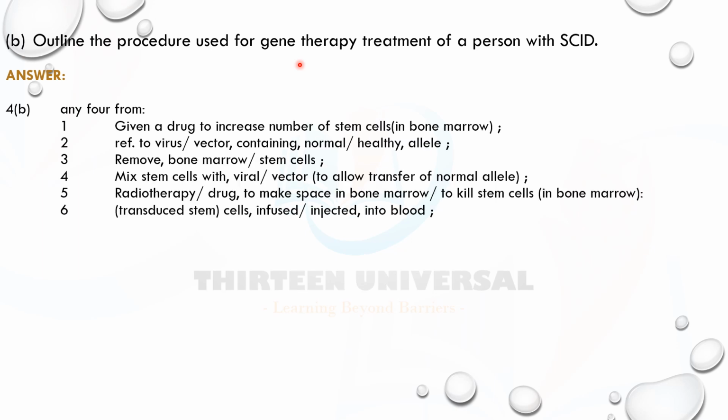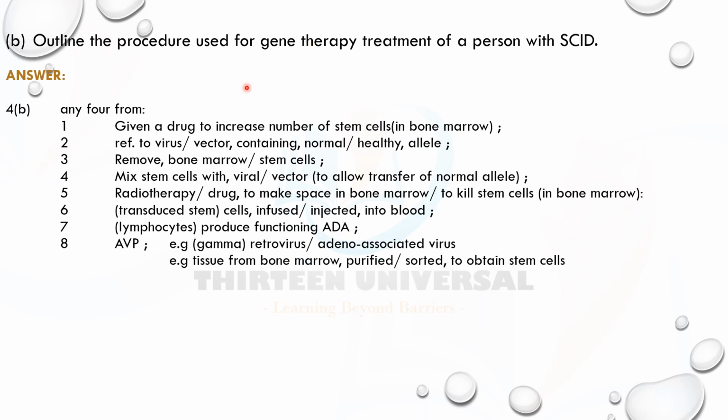So look at it here, guys. Memorize it. Give a drug to increase the number of stem cells. Memorize it. Anytime they ask you for this, they will ask you again. Procedure: give a drug to increase the number of stem cells in the bone marrow. A reference to virus or vector containing the normal healthy allele. So you must have transferred the healthy or normal allele to this virus, adeno-associated virus, then remove bone marrow stem cells, mix stem cells with viral vector to allow transfer, and then radiotherapy to kill stem cells in bone marrow to create space.